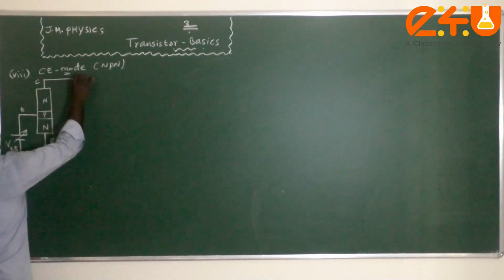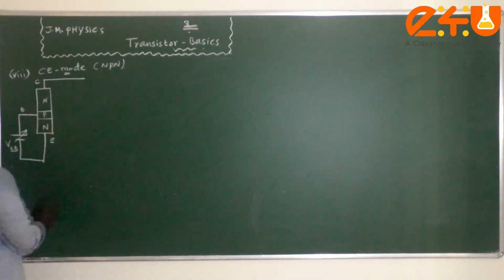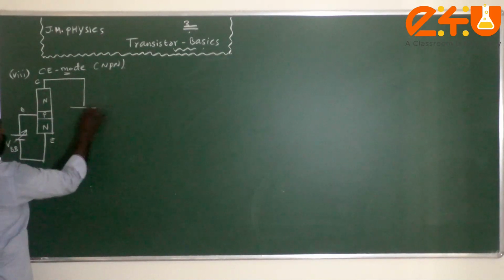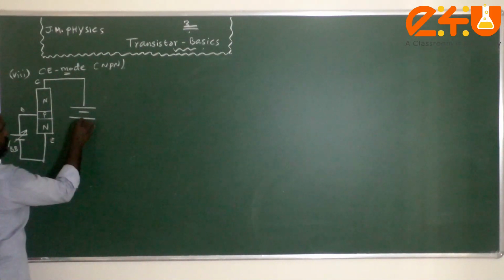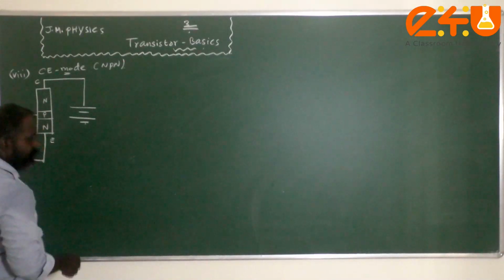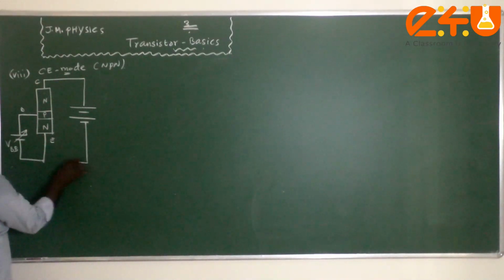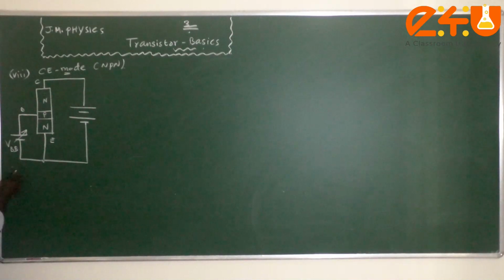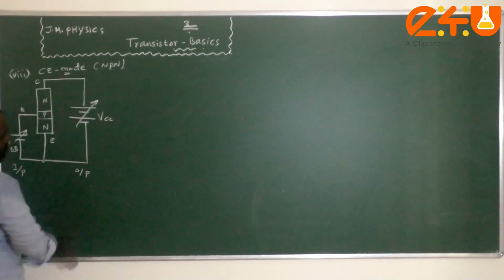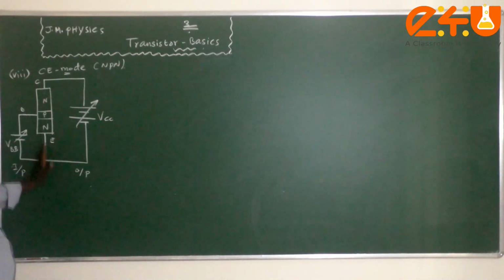Compared to that, the base-collector junction should be reverse biased. That means N is connected to the positive of the battery, which will be strongly reverse biased in order to attract the majority carriers coming from the emitter. Now please see, children, this left side part is taken as the input part, and the right side part is taken as the output part. Therefore the emitter terminal is common for input and output.